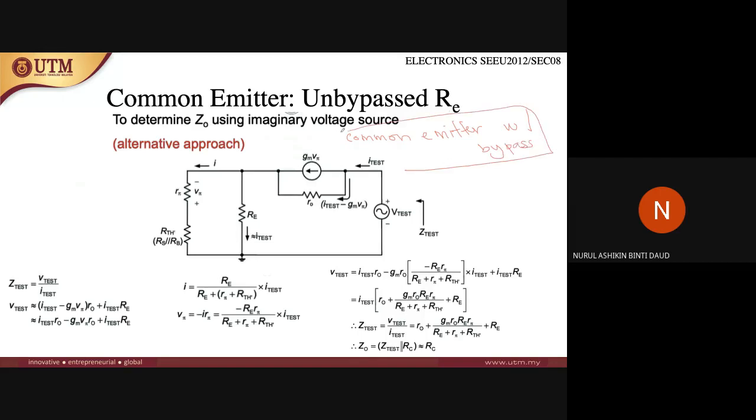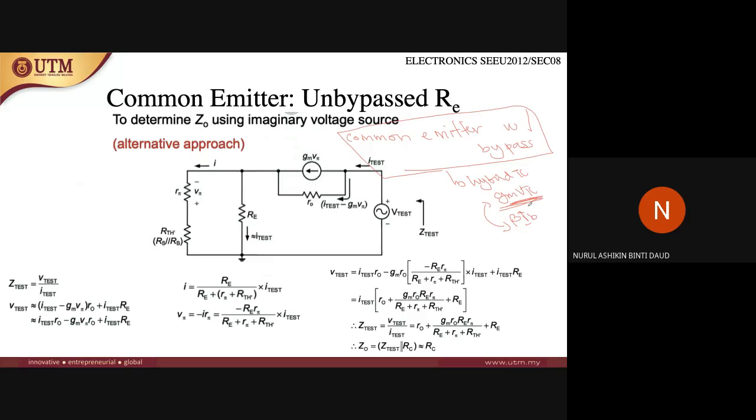Okay, this is what you have to focus on: common emitter with bypass, and also inside your test, it will be focused on hybrid pi. Okay, hybrid pi, which is gm v pi. But if you want to use beta iB, it is also okay, because these two will give the same information.